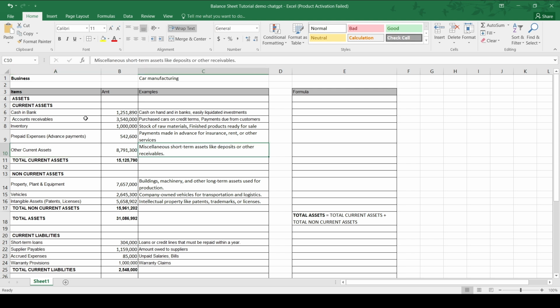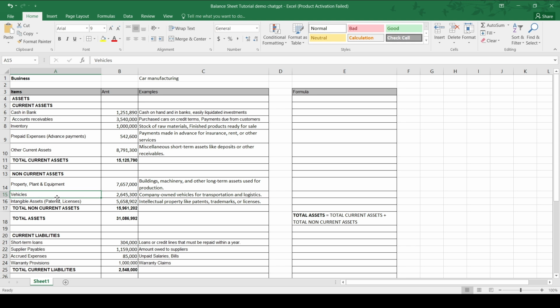When we sum up all these, then we get our total current assets, as you can see in the Excel. Next, let's move on to the non-current assets. Some examples include property, plant and equipment. These are the physical assets that the company uses in its operations, like land, buildings, machinery and equipment.